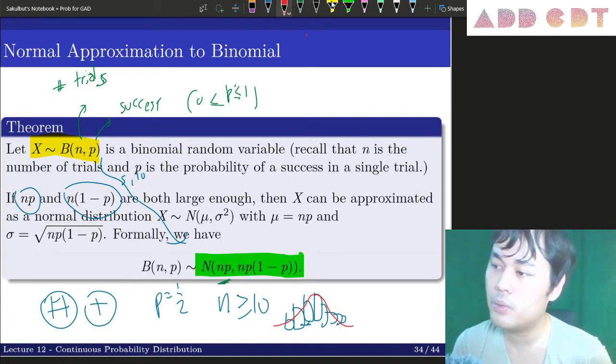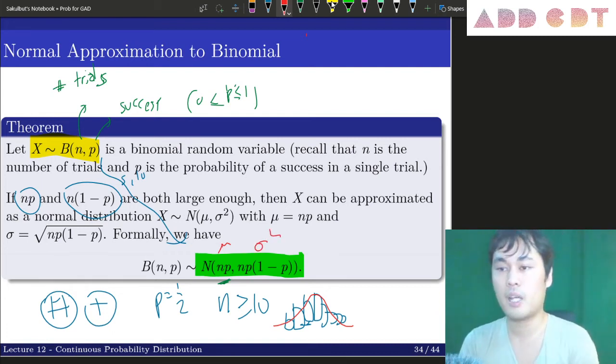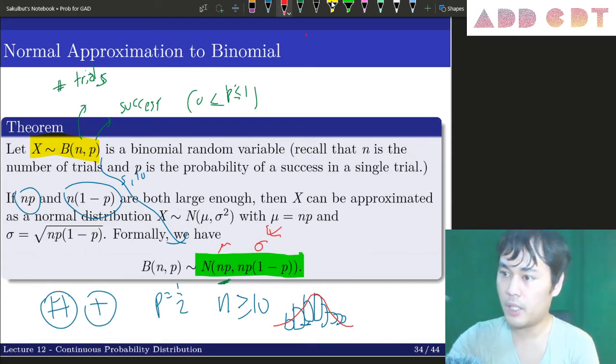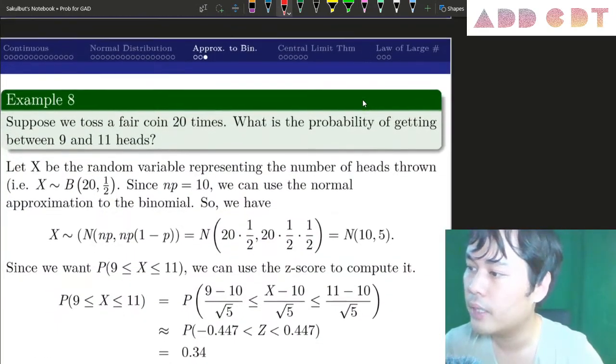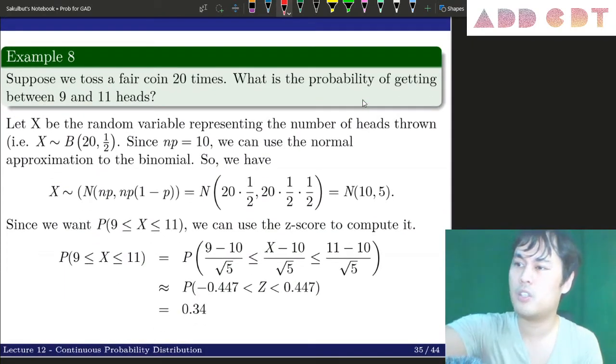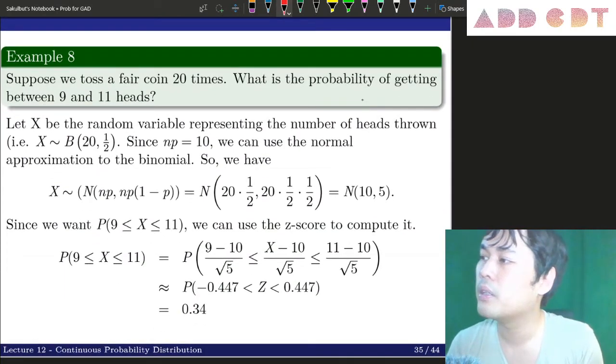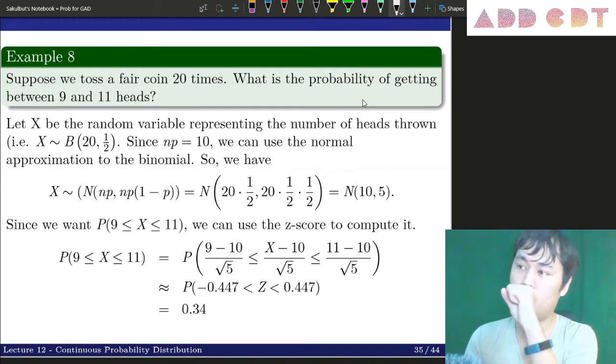This is the mu, the average, which is n times p, and the sigma squared is n times p times (1 minus p). So let's see in action how that thing works. Again, I forgot to erase all the text. It's supposed to be gone.